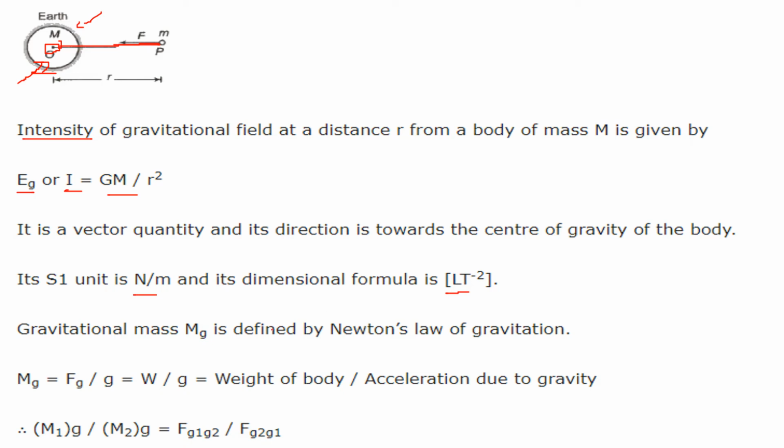The gravitational mass mg is defined by Newton's law of gravitation. Always the mass is computed because we know that force equals mass into gravity. Force, how to find the mass? It will be F by g. This is the kilogram weight, that is the weight of the body, and this is the acceleration due to gravity. This is how we compute the gravitational mass.